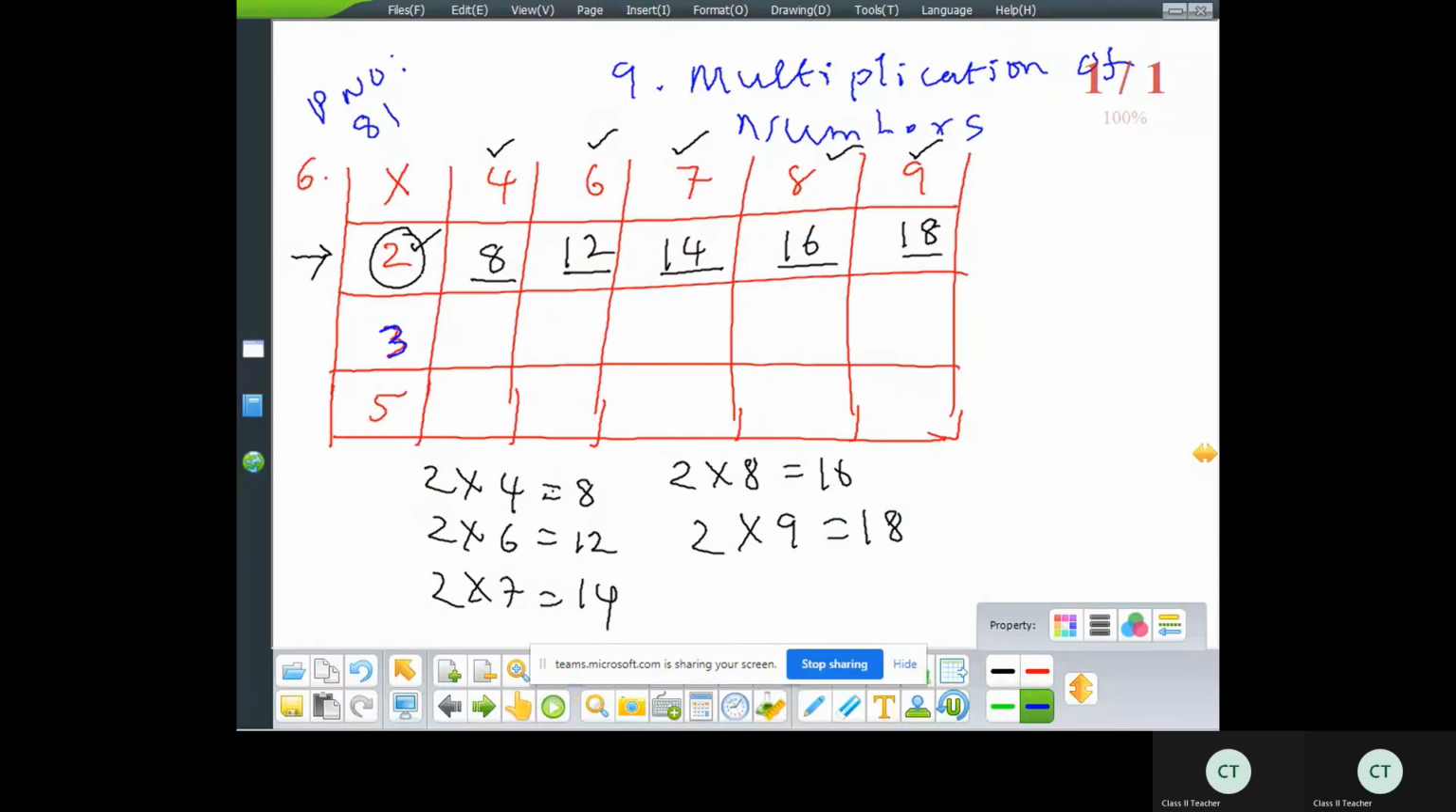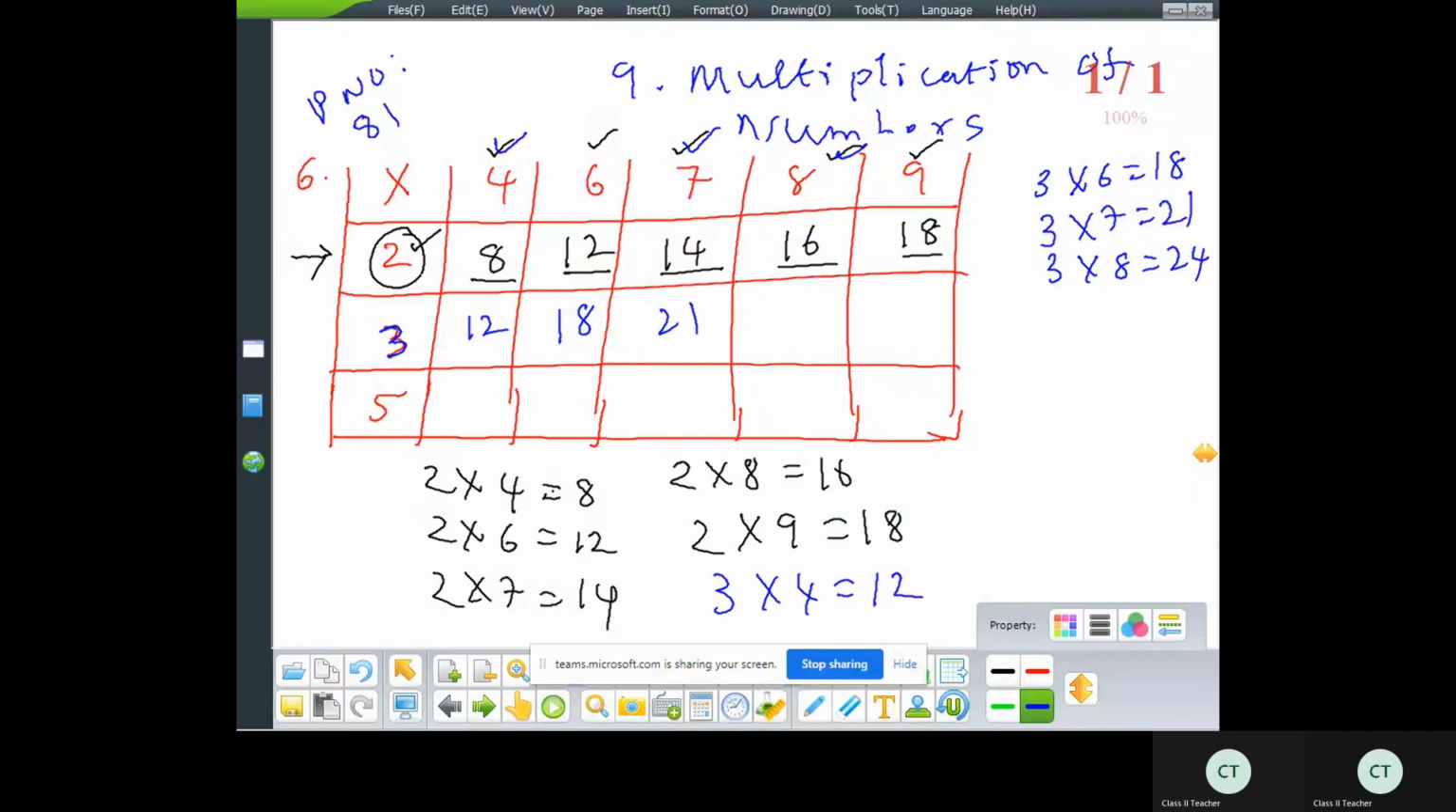3 4s are 12. 3 6 are 18. Next, 3 7s are 21. 3 8s are 24. Now final one, 3 9s are 27.